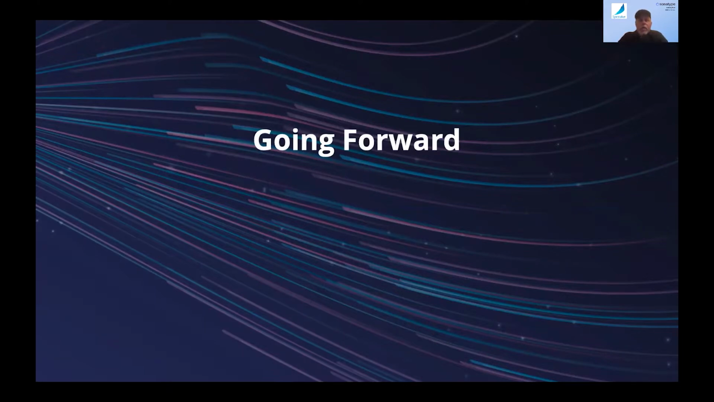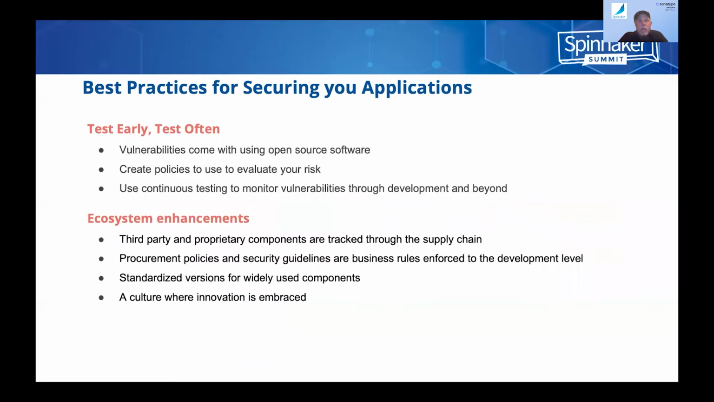And then going forward, what are some of the best practices that we can incorporate as part of our deployment is testing early and testing often. As I'd mentioned before, vulnerabilities come with using open source software. So as we had seen within the slides earlier, about 11% of the open source components that you can get from the outside world will contain vulnerabilities. So it's up to us to ensure that those vulnerabilities are taken care of, that we are remediating those as well as we can within our applications so that we don't have the kinds of breaches that we had seen earlier in the presentation.